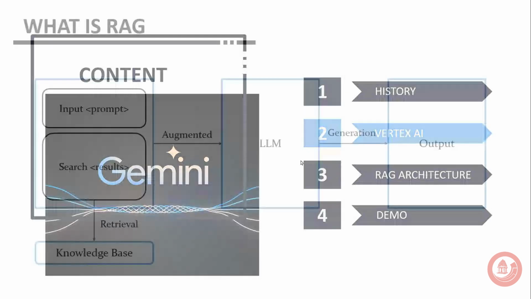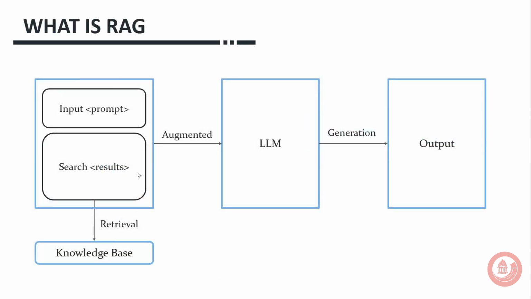So let's look into the RAG architecture first at a high level, so you can understand what RAG is, and then we'll dive deeper into why we need Vertex AI at this time. RAG is called retrieval augmented generation.